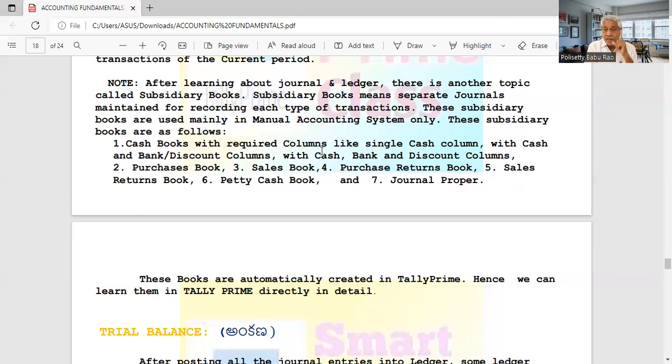But remember, the cash column is the cash account, and the bank column is the bank account. We don't maintain a bank account and a cash account separately again in the ledger. This is treated as the bank account and cash account. But this discount column is only a discount column. It is not an account. So we write on this.